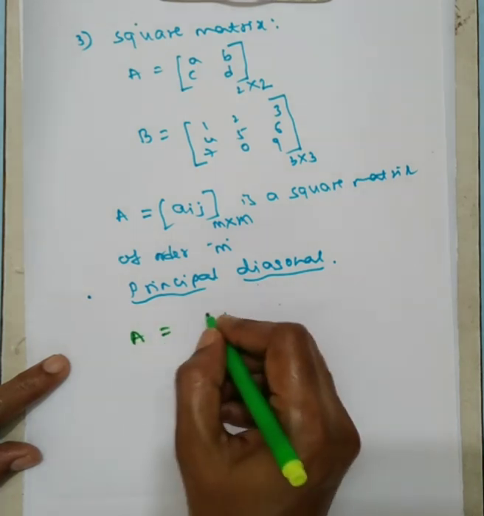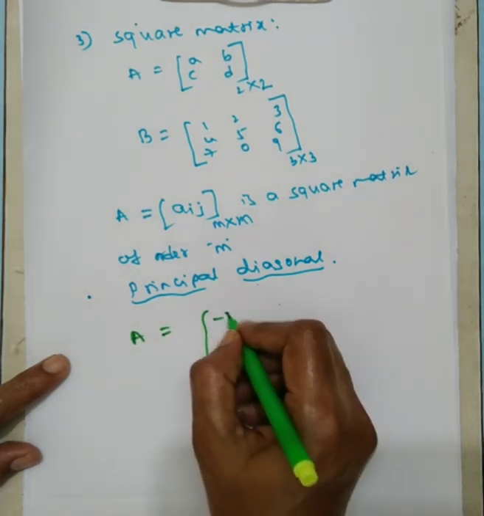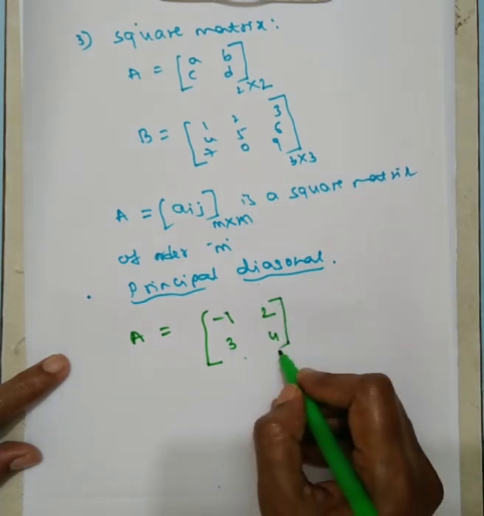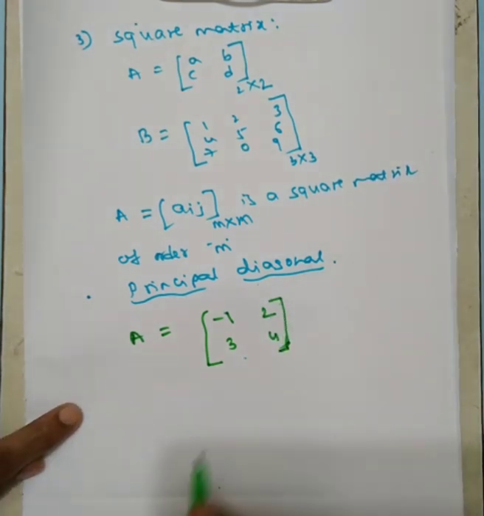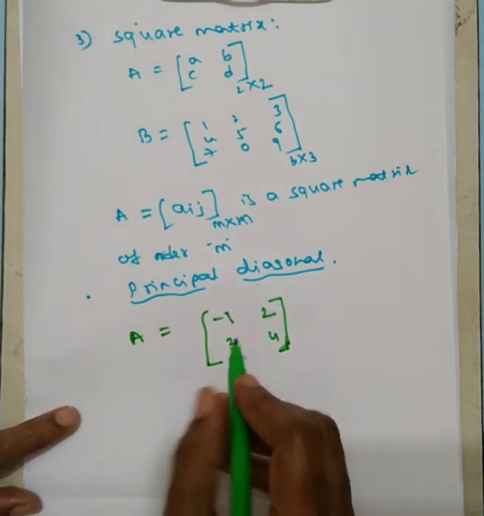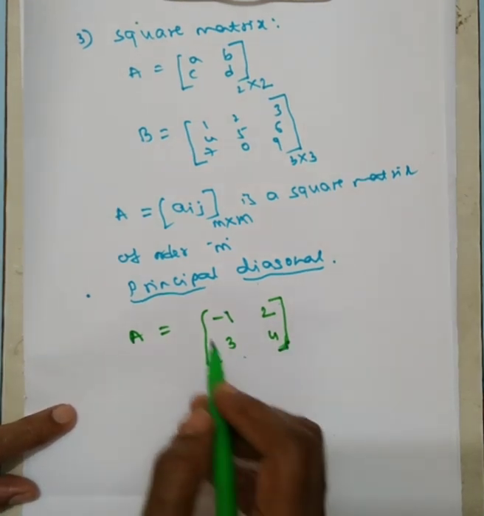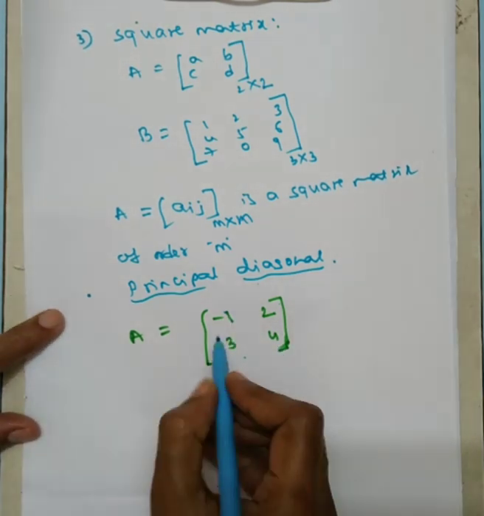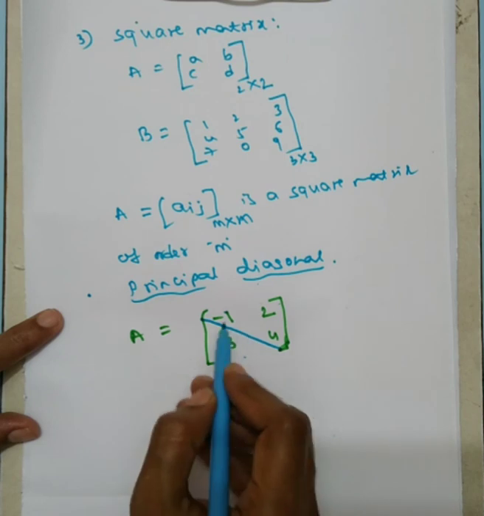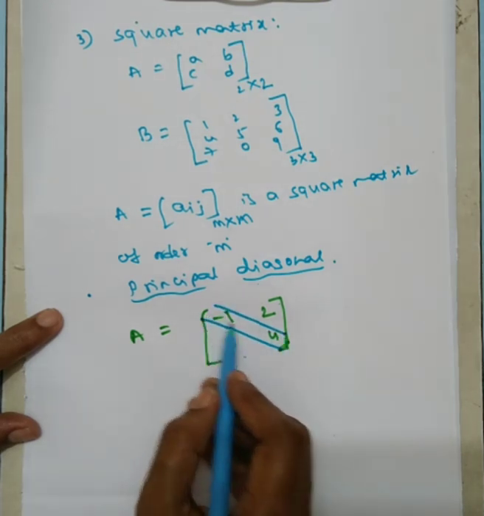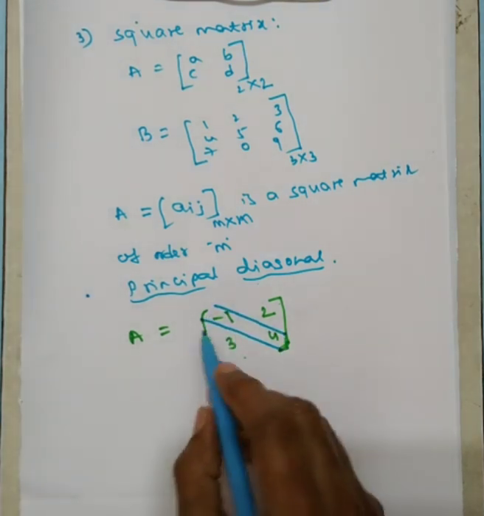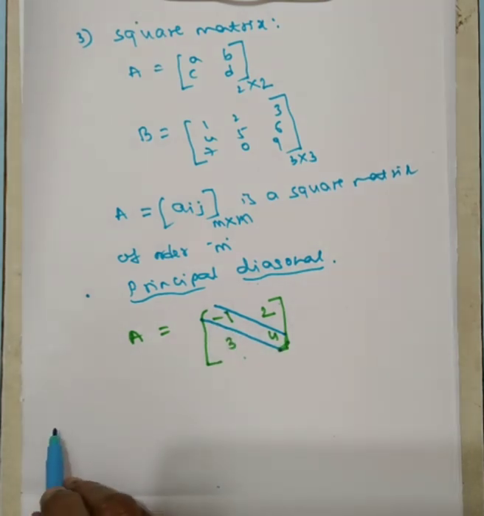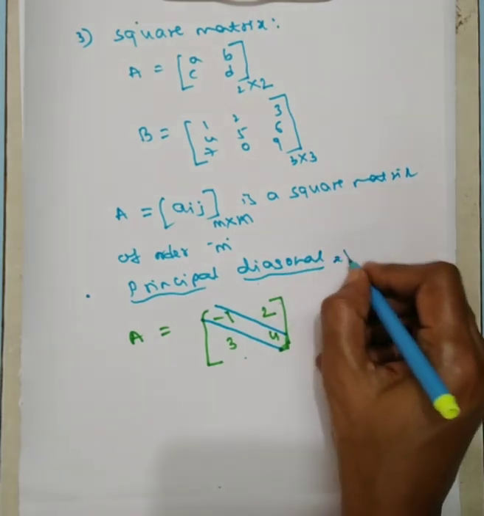So now let us take here -1, 2, 3, 4. Now the order of this matrix is what? 2, or 2 by 2. Now which one is called principal diagonal here? That is the one from left top to right bottom. The elements lying on this diagonal are called the principal diagonal elements, and this is called the principal diagonal.